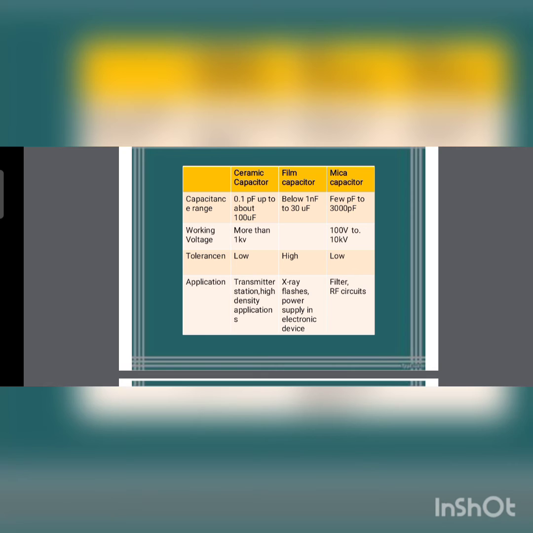So these are the capacitance values of ceramic, film and mica capacitor. The capacitance range for the ceramic capacitor is 0.1 picofarad up to about 100 microfarad, for film capacitor it is below 1 nanofarad to 30 microfarad, and for mica capacitor a few picofarad to 3000 picofarad. If we talk about the tolerance, then film capacitor has the higher tolerance than ceramic and mica capacitor. In application, ceramic capacitor is used in transmitter station, high density applications, and film capacitor is used in X-ray flashes, power supply in electronic device, and mica capacitor is used in filter and RF circuit.